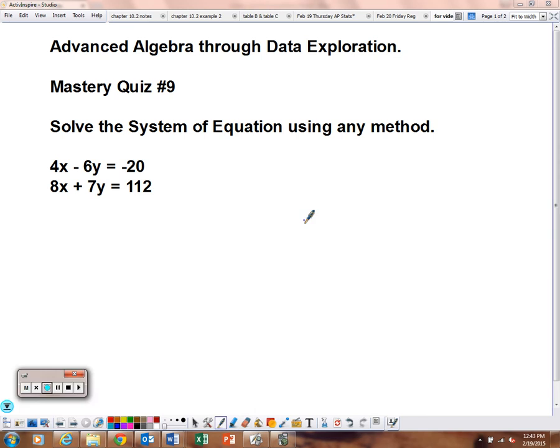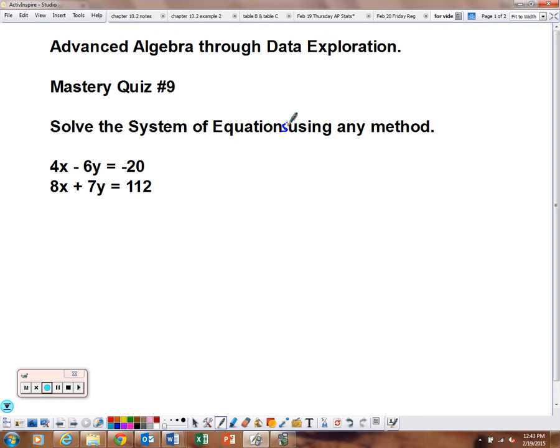Advanced Algebra through Data Exploration, Mastery Quiz number 9. The first problem we're going to do is solve the system of equations using any method. Well, looking at the two equations, I think one of the best ways would be to use elimination. So I'm going to solve it that way first.